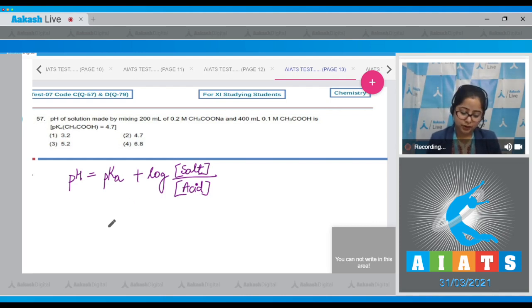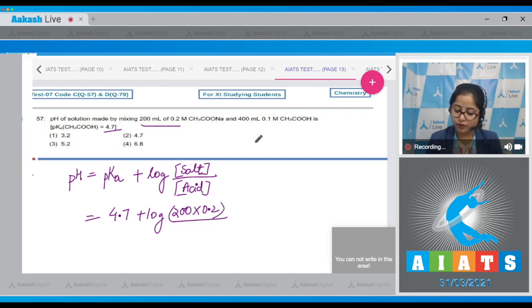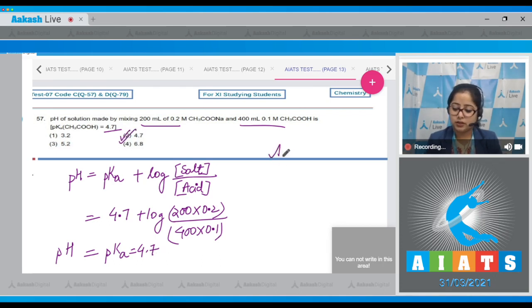Let's put the values here. pKa is equal to 4.7 plus log of concentration of salt, 200 multiplied by 0.2, and the concentration of acid is 400 multiplied by 0.1. So we can clearly see that the concentration of salt and acid is the same. So pH is equal to pKa, which is equal to 4.7. That means the correct answer is option number 2.